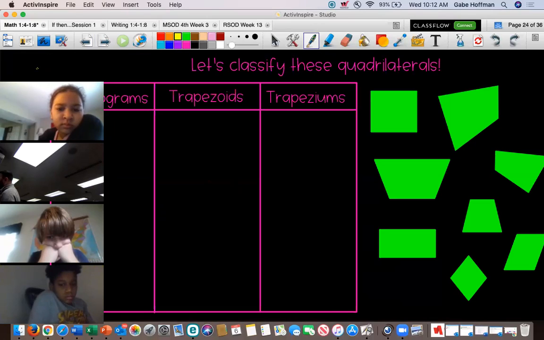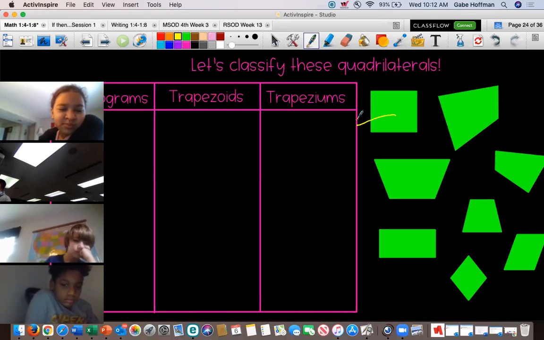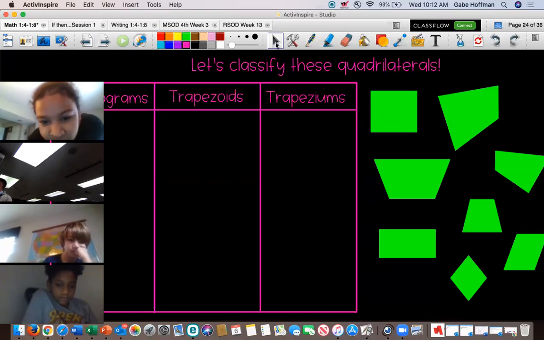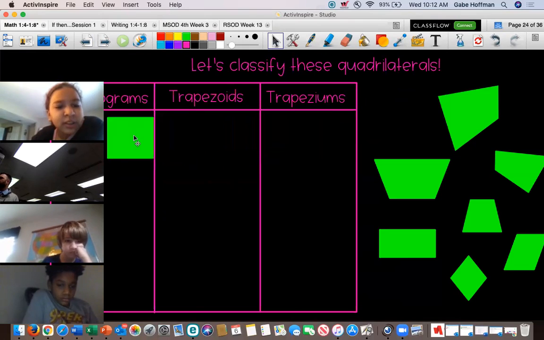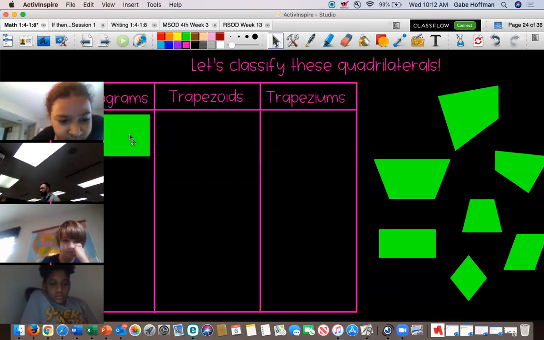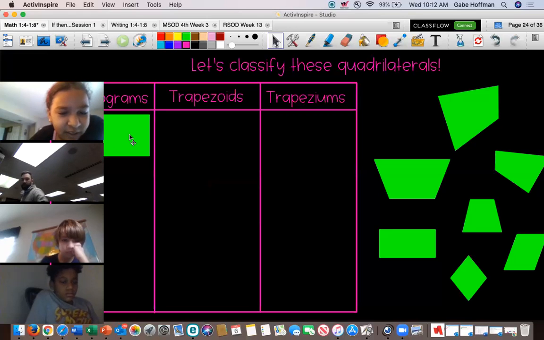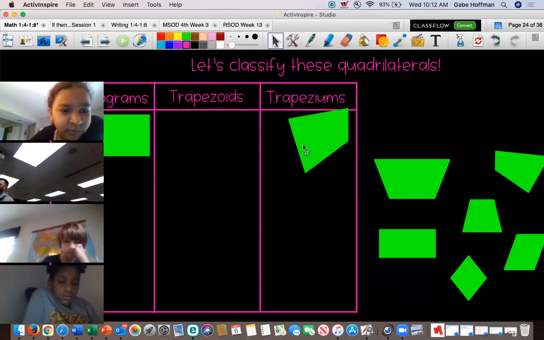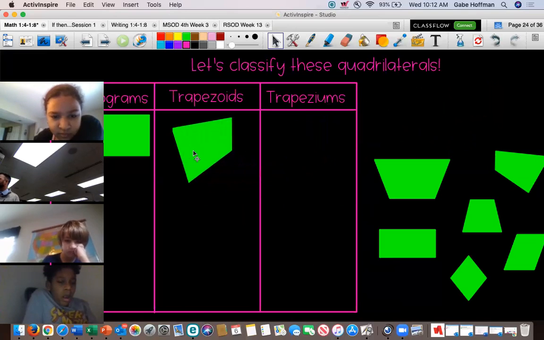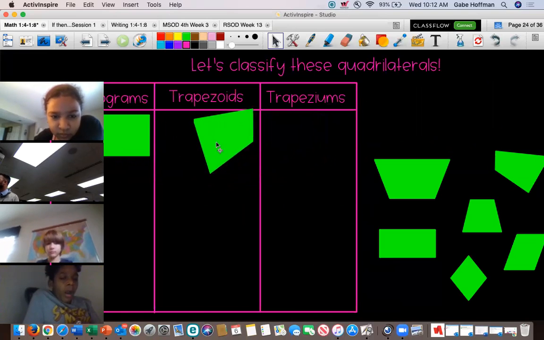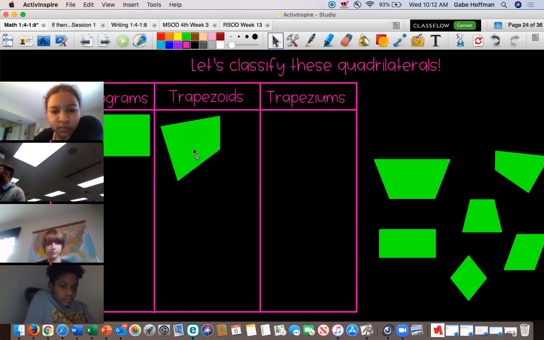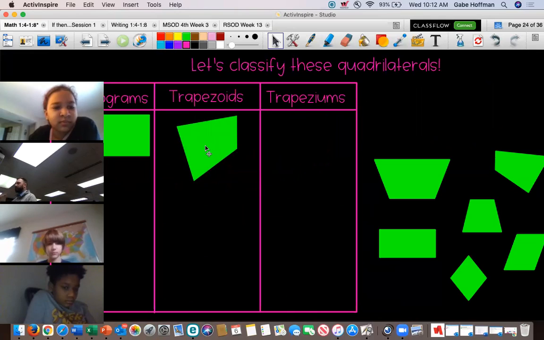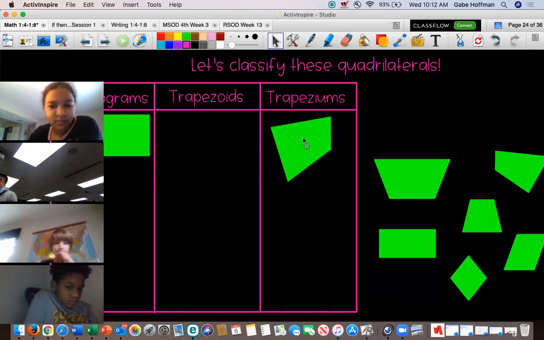We're going to start with Aseal. This one right here. Where? Uh-oh, wrong thing. Sorry. This one right here. Where should that go? Parallelograms. Very good. Aseal, what kind of parallelogram was that? A square. Very good. DJ, this one. Where should it go? Trapezoid. Remember, trapezoids have a set of parallel sides. Trapezium, right? No parallel.